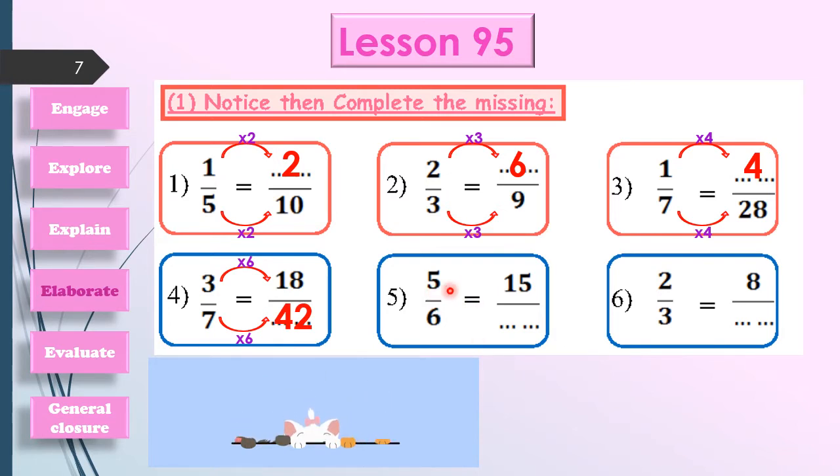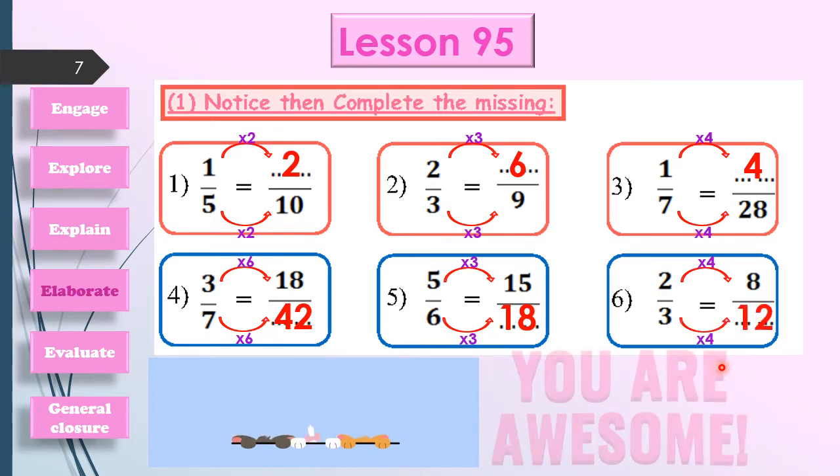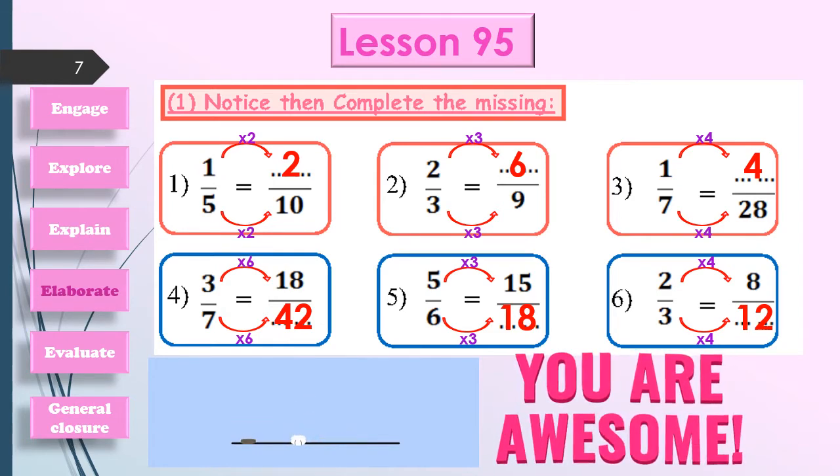Here we have, check our numerator, 5 by what equals 15, it will be by 3. And as I do up, I will do down, 6 by 3 equals 18. Here we have 2 by what equals 8, excellent, by 4. As I do up, I will do down, 3 by 4 equals 12. Good job. You are awesome.